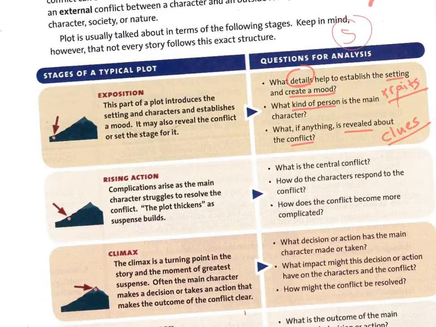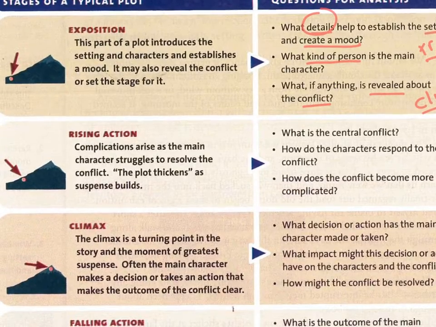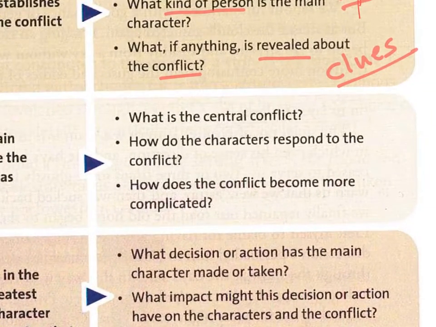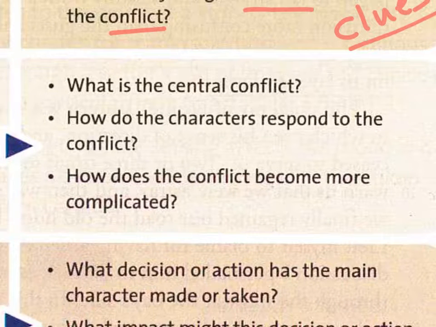Okay, now looking at great questions strong readers ask during the rising action. So you're asking yourself, what is the central conflict? And you're looking at the text for clues to help you understand what is the main or central conflict. What's the problem here? What's going on? You ask yourself, how do the characters respond to the conflict? Which is very important. They have a problem. How do they act? How do they respond? That tells you about the character's traits.